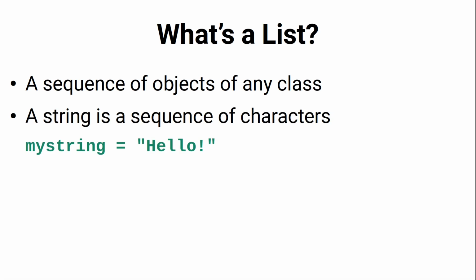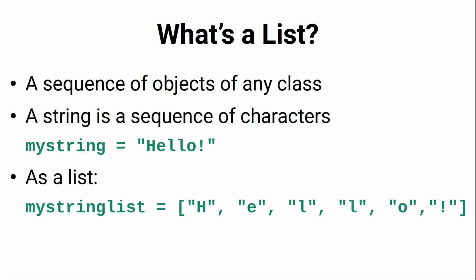You could easily express a string as a list of characters, like this. My string list equals bracket, and then each letter in quotes, quote H, quote, comma, and so on with E, L, L, O, and an exclamation point, and then a close bracket. The square brackets let Python know that this is a list, and the elements of the list will be separated by commas. Let's go to Thonny and try this in the shell.